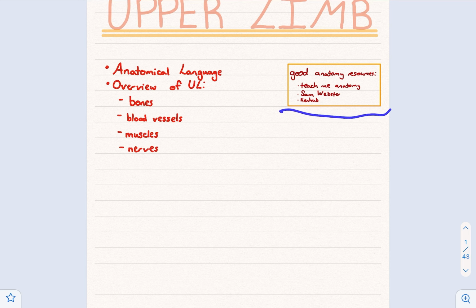I'm not going to be doing upper limb anatomy in detail. Here are a couple of good anatomy resources that I find. Teach Me Anatomy and Kenhub are two examples of websites with loads of really detailed information on anatomy. Go there if you want actual good detail in terms of the origins and insertions of muscles, etc. Sam Webster, I think, is a really good YouTube channel. He explains anatomy using different models in quite a cool way.